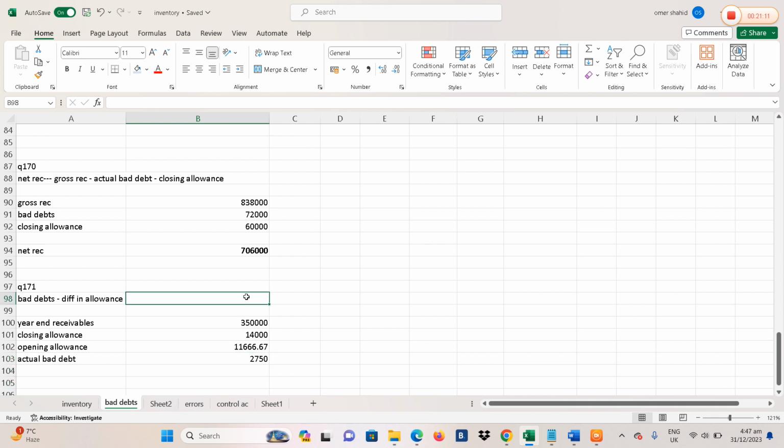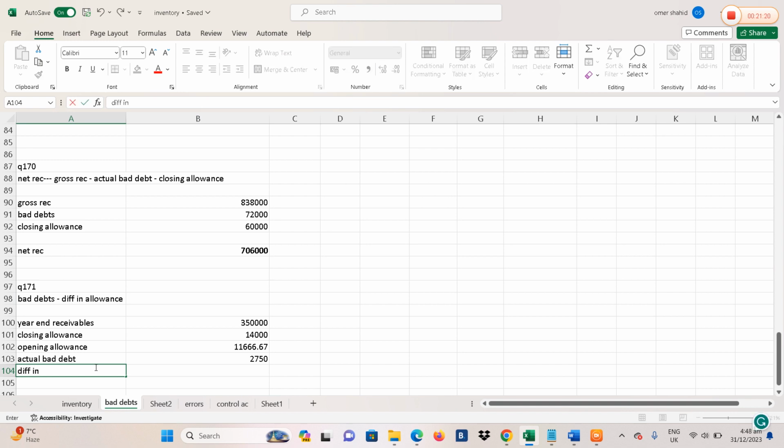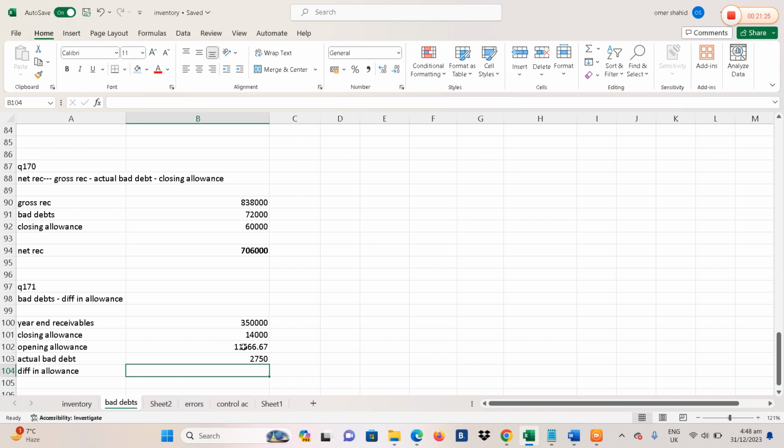Now using the formula, what is the amount of difference in allowance? As we calculated, the opening allowance is 11,666.67 minus the closing allowance 14,000. So our difference in allowance is minus 2,333.33.